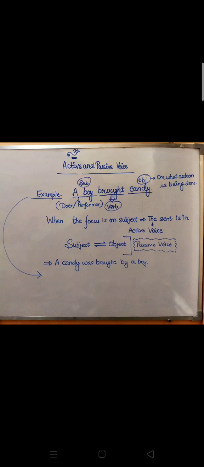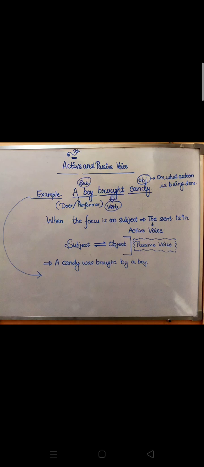Candy, which was initially the object, because candy is not at all performing any kind of action. Make it very clear: candy is not at all performing any kind of action. Instead, the action is being performed on candy. Hence, candy is object. And since candy is object in the second sentence, the sentence is in passive voice. I'm sure you might have understood it very clearly.